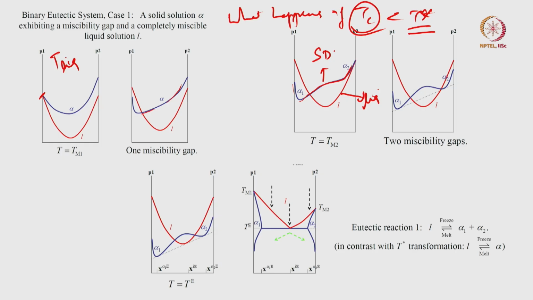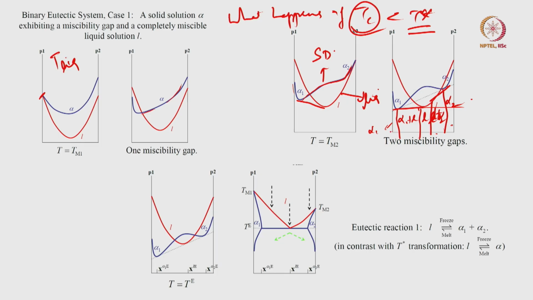So, at this stage I can do the common tangent construction. Not yet, but in the next temperature, when this is the curve, I can do the common tangent construction and say that I have the following regions here. This is alpha 1, this is alpha 1 plus liquid, here I have just the liquid, and here I have liquid plus alpha 2, and here I have alpha 2. So I can split this into 5 different stability composition regions.